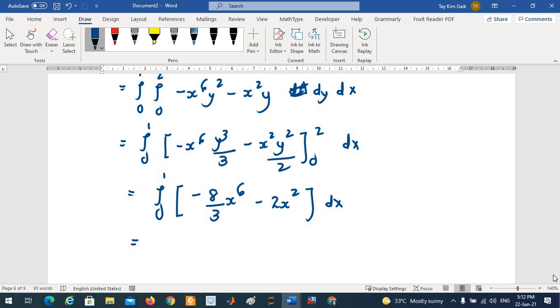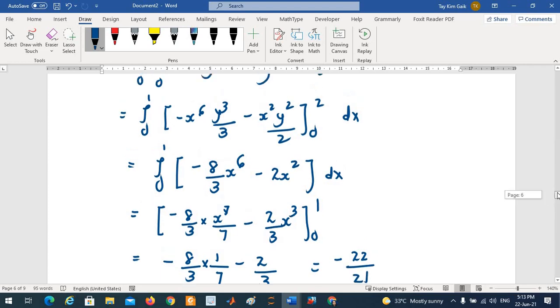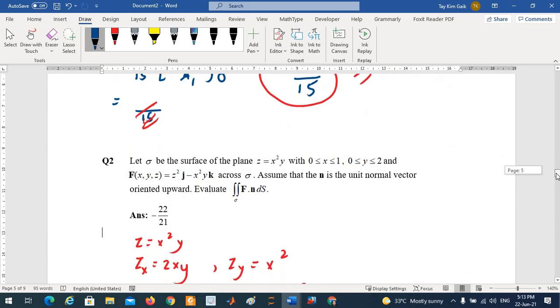Lastly, integrate with respect to x. So negative 8 over 3 times x power 7 over 7 minus 2 over 3 x cubed, x from 0 to 1. Negative 8 over 3 times 1 over 7 minus 2 over 3. The answer is negative 22 over 21. Is it correct? Okay. Negative 22 over 21.